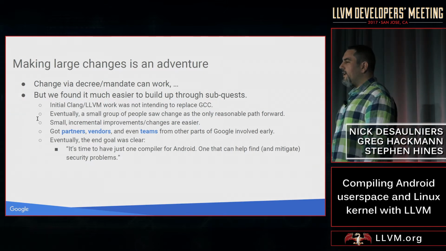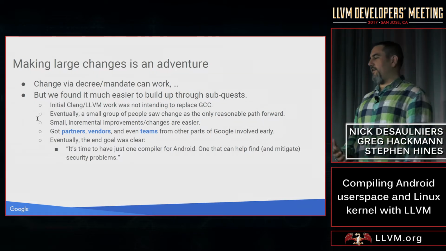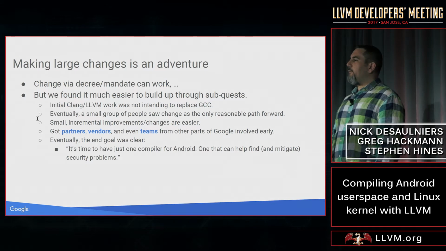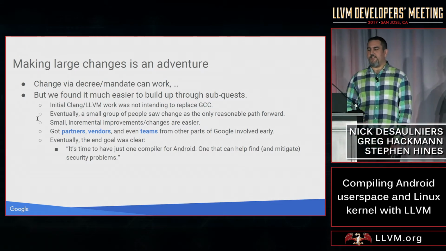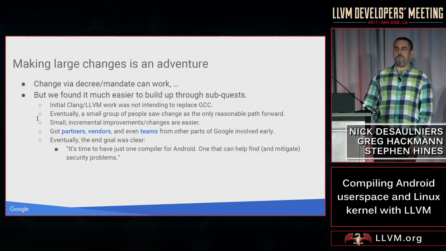Our initial Clang LLVM work really wasn't to replace GCC. We were just using it to facilitate some on-device compilation. We'll talk about that. And eventually, a small group of people realized, hey, this is actually more important than just the small pieces that we're using. We should actually look at doing more and more. And so we started growing and growing, and we built this. We got partners on board, vendors on board, other teams on board, and the whole entire LLVM community helping review code, fix bugs, and giving us advice.